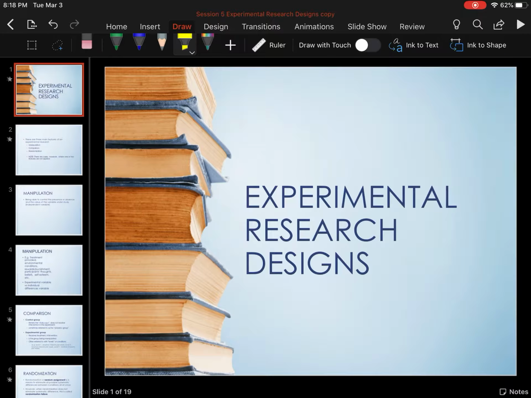Hi everyone. So now you probably have your research problem in mind. Maybe you're just not sure how you're supposed to manipulate your variables in order to get the results that you want. So for this chapter, let's look at the different experimental research designs.